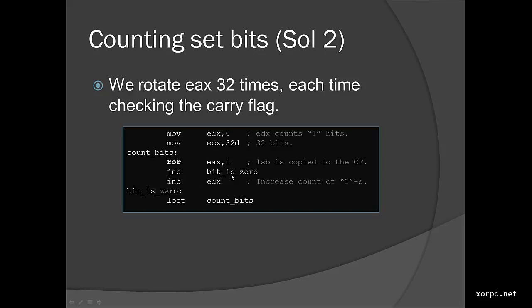However, if the bit that was copied to the carry flag, which is also the least significant bit of EAX, was 1, then we actually do this instruction. And as a result, EDX is increased by 1. So this loop actually counts the number of 1s. It goes over every bit. For every bit it checks whether it is 0 or 1. And if it is 1, then the loop increases EDX by 1. At the end of the loop, EDX is going to contain the number of 1 bits inside the number EAX.